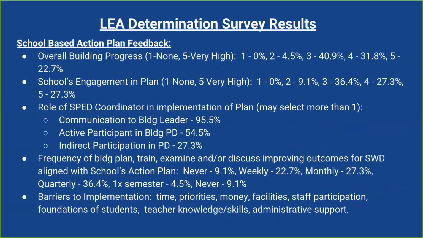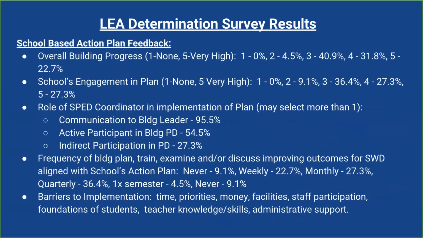So in terms of the actual LEA action plans that you've created, overall about 40 to 30% of you are making very nice progress on your plan. Most of everybody in your school is engaged in the plan. The main role you all are playing is communication to the building leader. You're also an active participant in building PD, and an indirect participant in some of that PD. So most of all, it's through communication that you all are working through this plan.